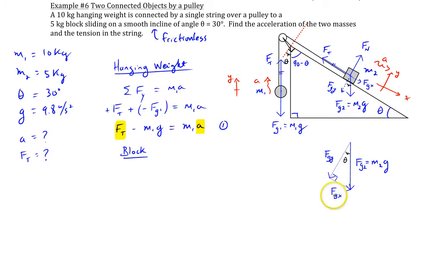Okay, so now if we know the angle and this part, the hypotenuse, then we can rewrite the F sub gx in terms of this and the angles. What trig ratio would you use that involves this side, which is opposite of that angle, and the hypotenuse? Hopefully you're thinking sine theta is opposite over hypotenuse, which is m2 times g. So our x component of the weight for this body is equal to m2 times g times sine of theta, or 30 degrees. We'll leave it all symbolically right now.